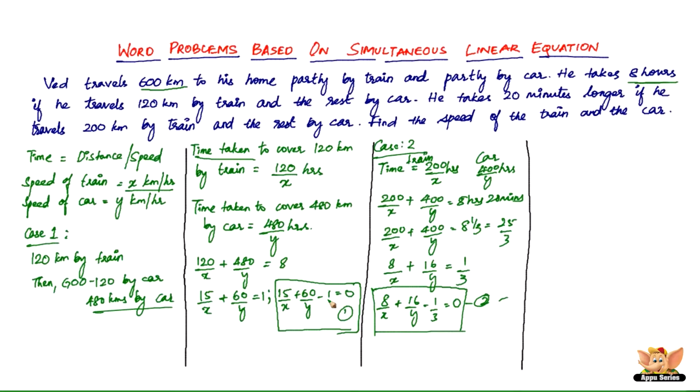So now this is definitely not a simultaneous linear equation. This is of the form that can be reduced to that. We need to substitute 1 by x as u and all those things. So now what we can do is take equations 1 and 2. Let's take 1 by x is equal to u and 1 by y is equal to v.